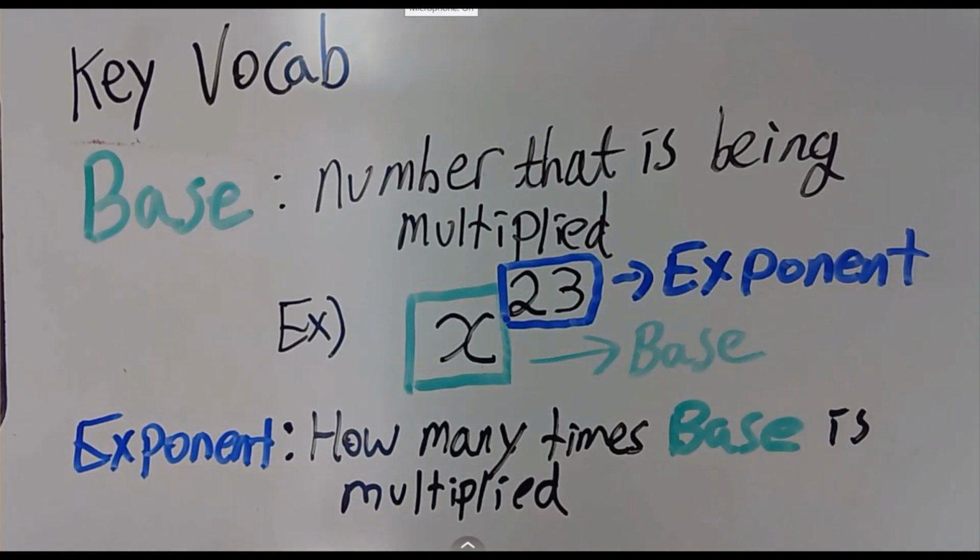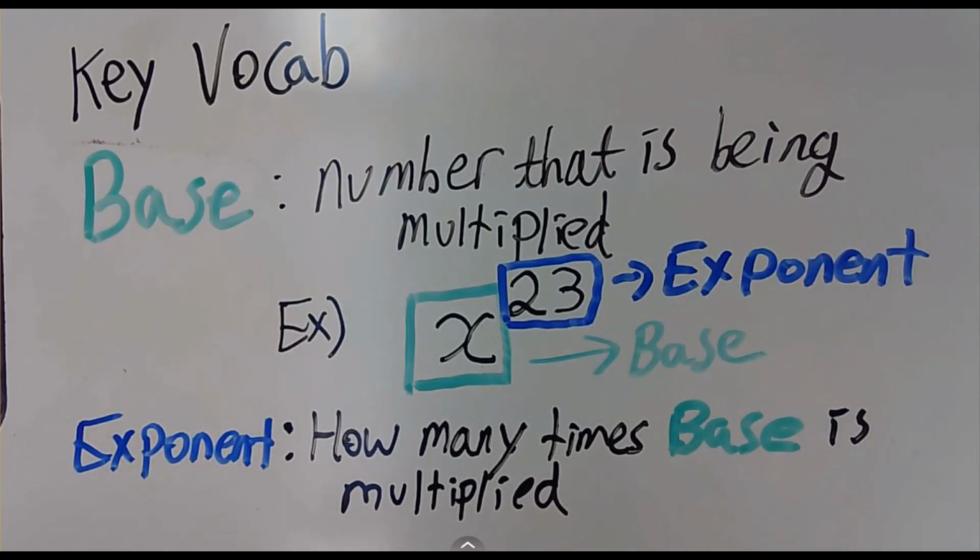So here are some of the key vocabularies that we're going to be using for this lesson. So base is the number that is being multiplied. So for instance, in the case of x to the power of 23, x is the base. Or simply, you can remember base as the number that is on the bottom. And the exponent is how many times the base is being multiplied. So in the case of x to the power of 23, 23 is the exponent. So to make it easier to remember, exponent is the number on the top.